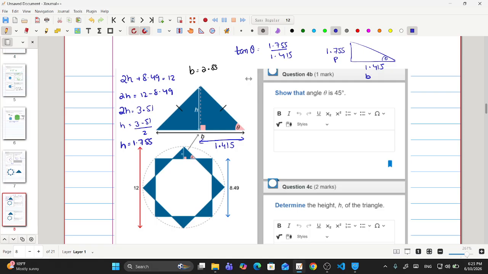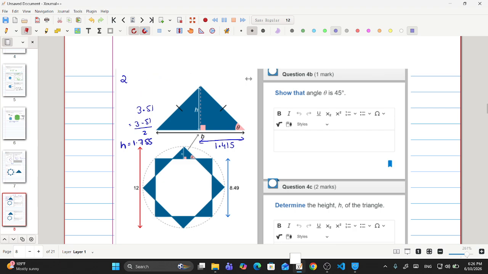Wait a second. 1.415 or 3.5 to 3.51. Hmm. Okay, this is quite fascinating, because how do we mathematically show the answer is supposed to be 45 degrees? This is problematic. So, wait, it's a one mark question. Why is it being too problematic?